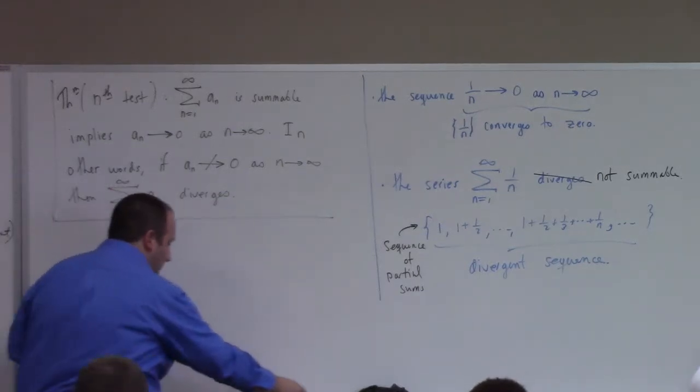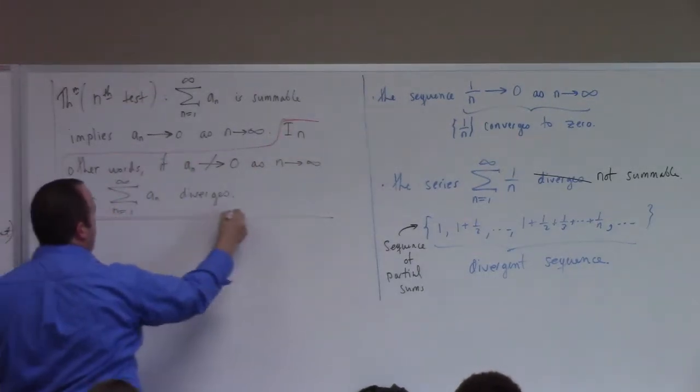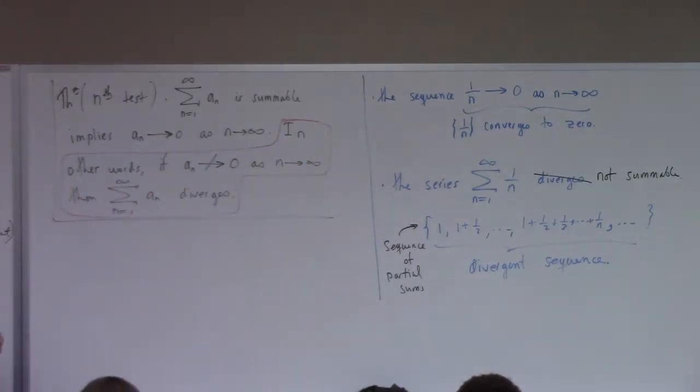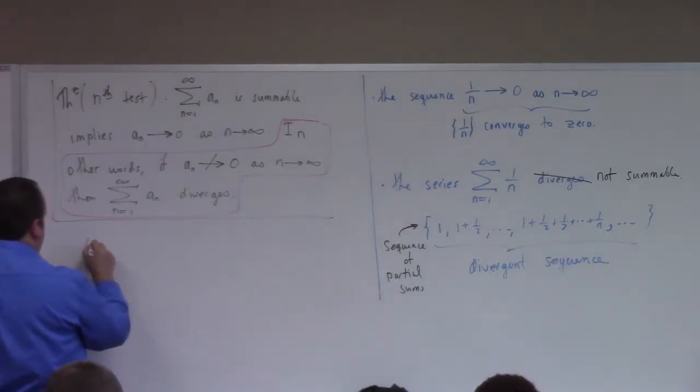Really, the second sentence is what we usually think of as the nth term test. You have to be careful. This is an implication. It's an if-then thing. It does not go both ways. We've already seen that. Example 1, the harmonic series. The nth term is 1 over n. It goes to 0. And yet, that series is not summable. It diverged.